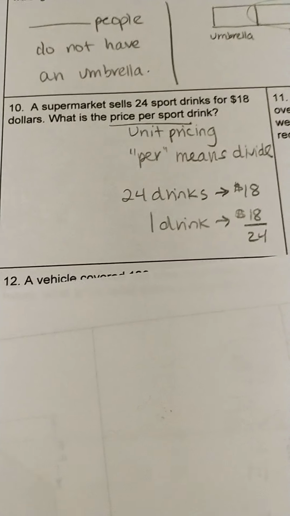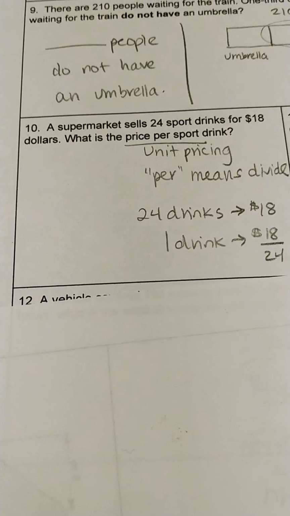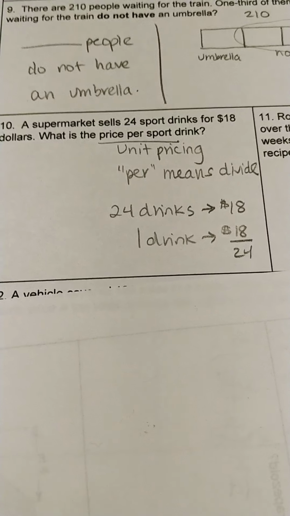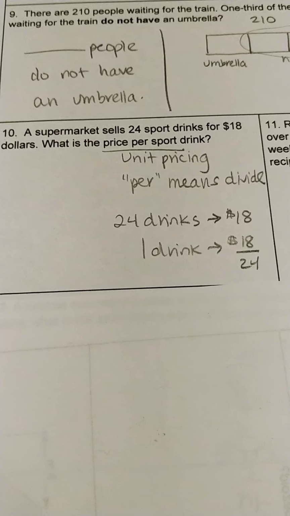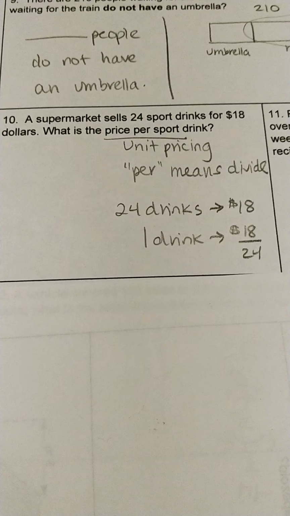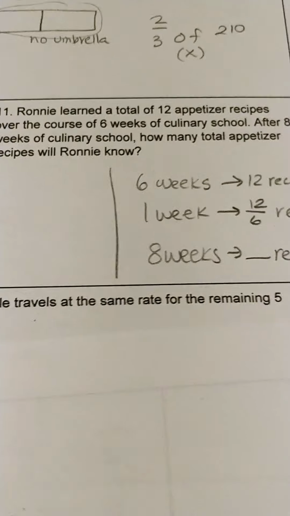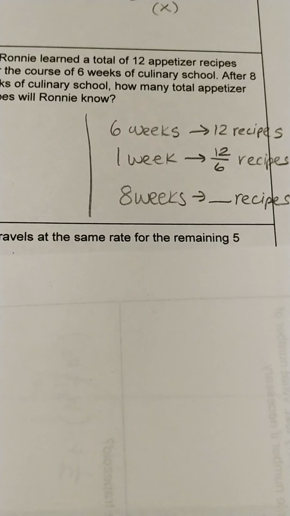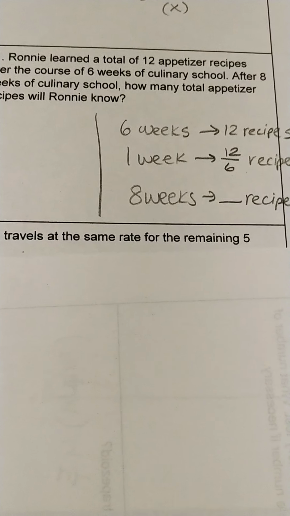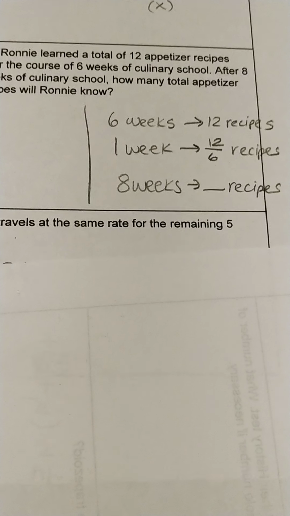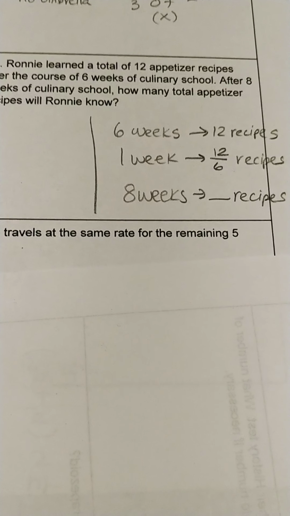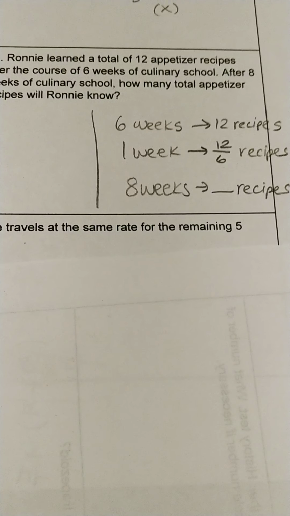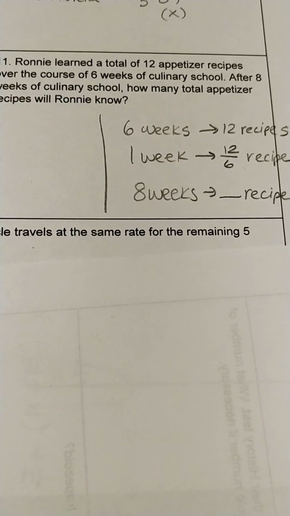For number 10, we want to find unit pricing. So if 24 drinks are $18, one drink would be $18 split 24 ways. And you can use that with a decimal because that's how we usually write dollars and cents. For number 11, over the course of 6 weeks, he learns 12 recipes. So each week it would be 12 divided by 6. And then whatever that is, you multiply that by 8 weeks, because once you know how many recipes he learns per week, you can figure out how many recipes he would learn in 8 weeks.